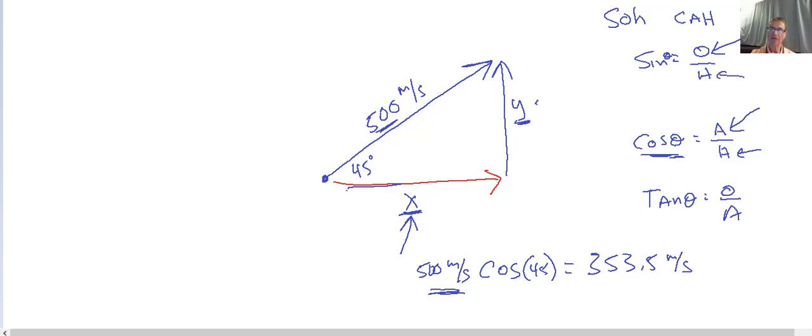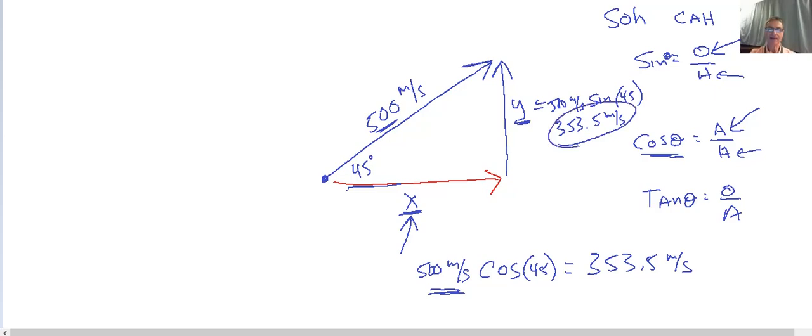So it's going to be y equals 500 meters per second times the sine of 45 degrees. Sine of 45 also happens to be 0.707. I multiply that times 500, and I'm going to get the same exact thing, which is 353.5 meters per second. So that's how I break those things up.